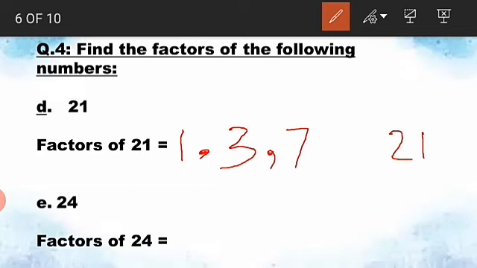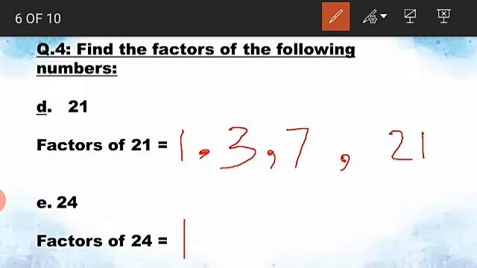Now class, 4, 5, 6, these are not factors of 21, as 21 is not a multiple of these numbers. Now 8, 9, 10, 11, 12, 13, 14, the numbers till 21, they are not factors of 21, and 21 is last. So we have here 1, 3, 7, 21, the factors of 21. Now class, I am doing part E for you.